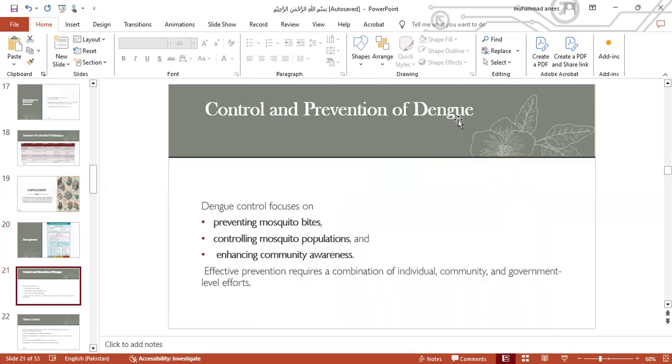Now, moving on to the control and prevention of dengue. Dengue control focuses on preventing mosquito bites or controlling mosquito populations and enhancing community awareness. Effective prevention requires a combination of individual, community, and government level efforts.